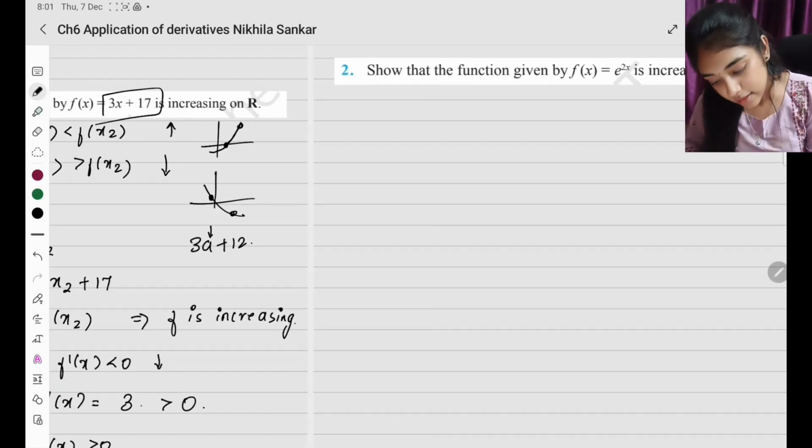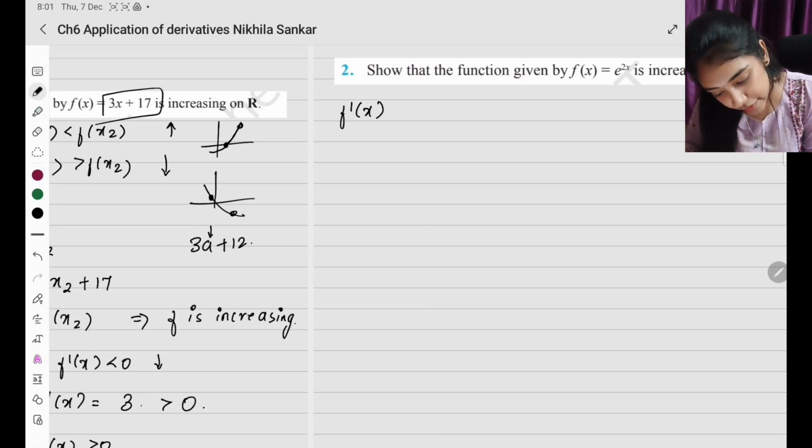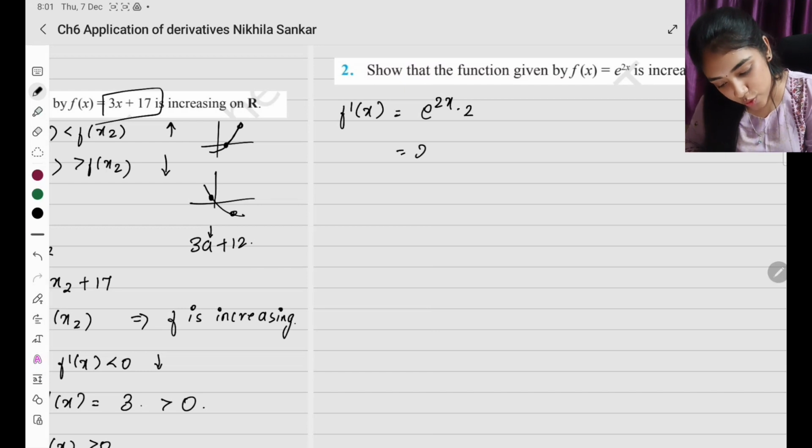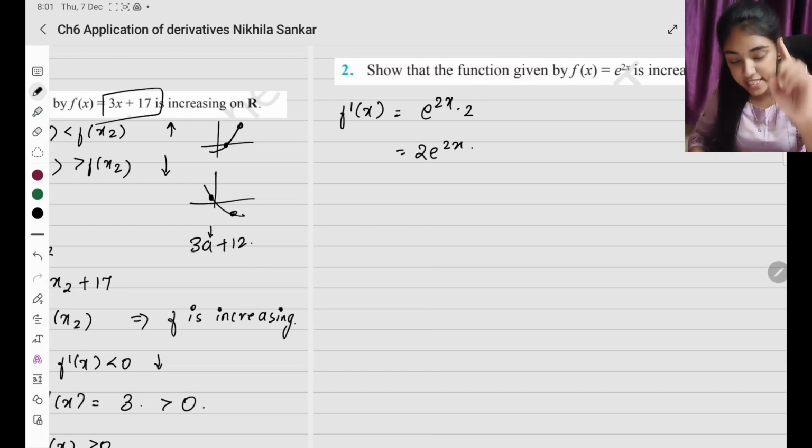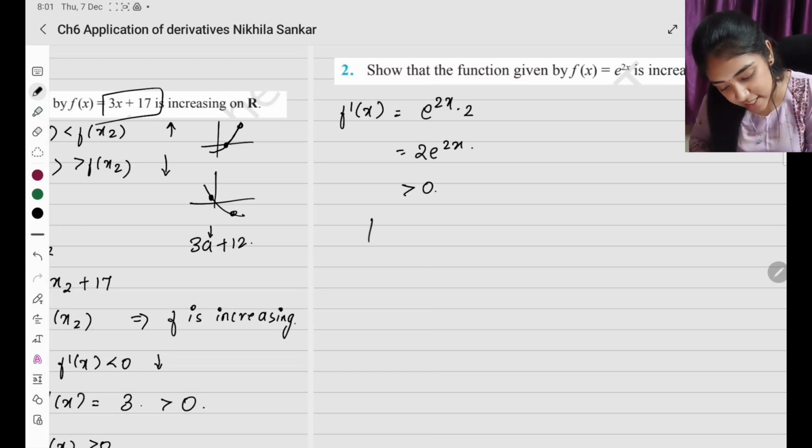Okay, I have show that the function given by f of x equals e to the 2x is increasing on R. So when I differentiate, I have f dash of x equals e to the 2x times 2. So I have 2 e to the 2x, and I know that the exponential function is always increasing. So this is definitely greater than 0. So I have f is increasing.